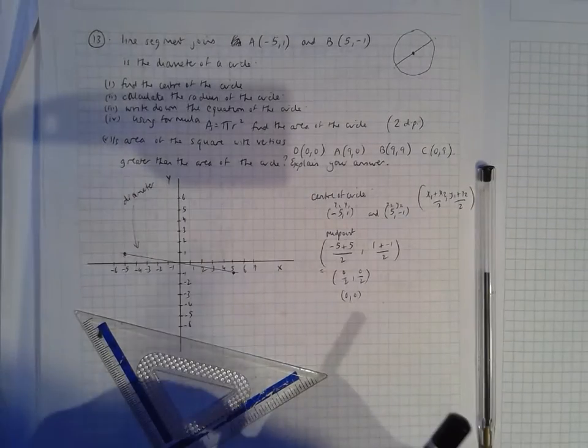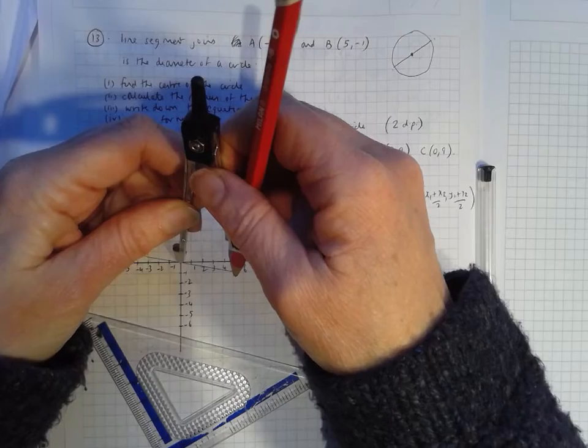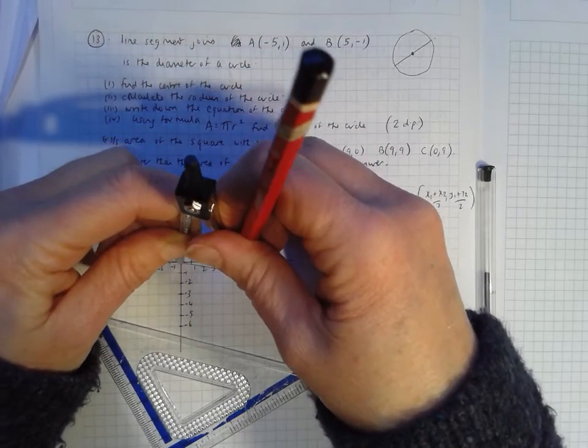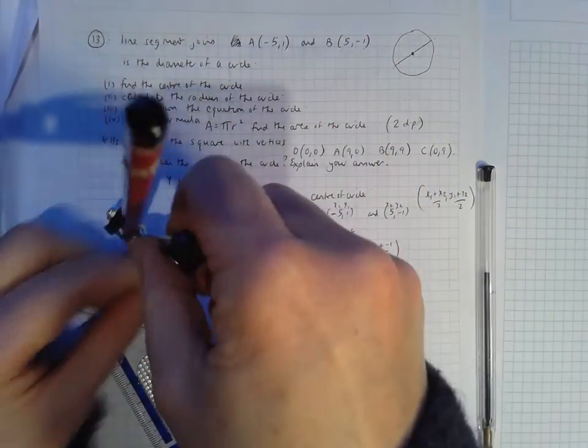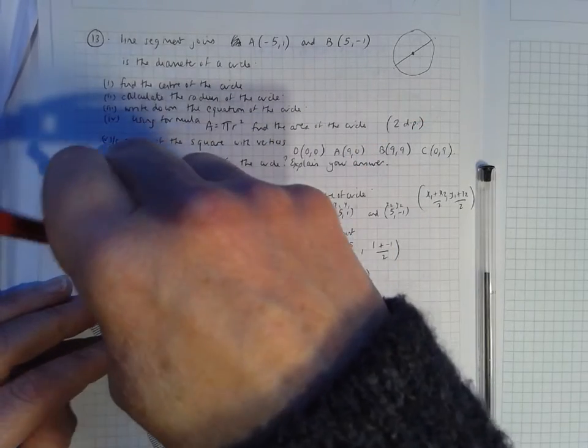Okay, so let's just draw it anyway, now that I have my compass to hand. So if I put the center at (0, 0) and draw my circle using my compass. Oh, this is very nice.